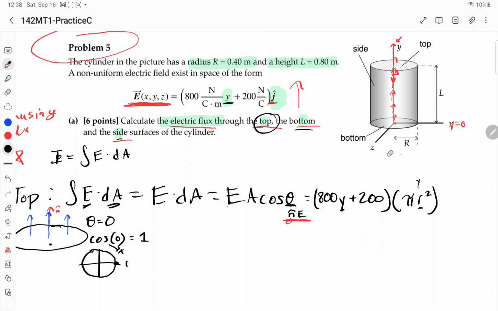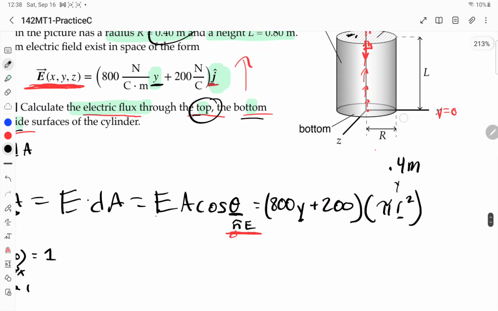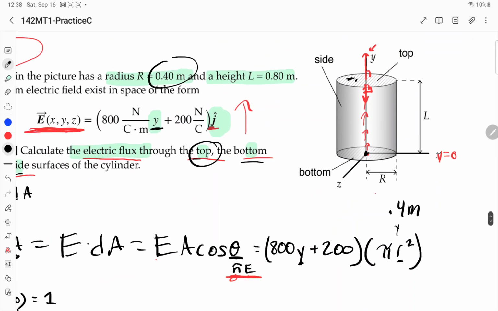R is 0.4 meters. And then the placement of this top surface: it's really nice that they give you a coordinate system here, because this identifies y as 0. So if you go up, this one is at the height of the cylinder itself, so that means y is equal to what it says right here, the same thing as the length, 0.2 meters.